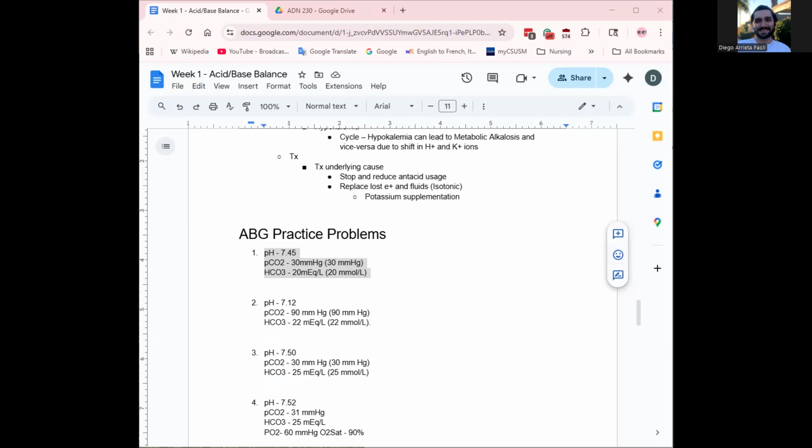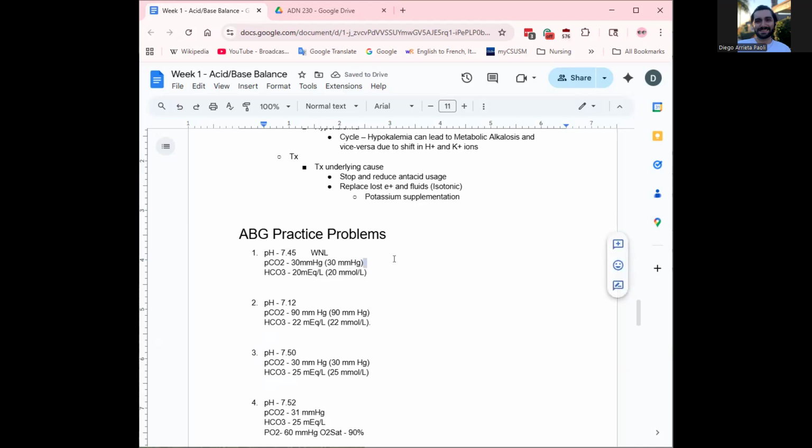All right, yeah, that's correct. So this is going to be a fully compensated respiratory alkalosis. To do a play-by-play, you take a look at the pH and you notice that it's technically within normal limits. So we'll keep that in mind for now.